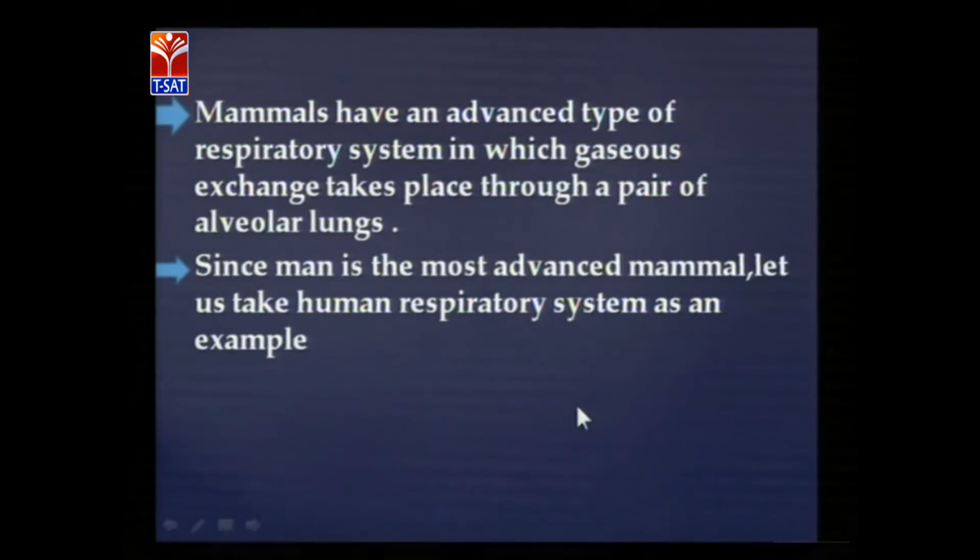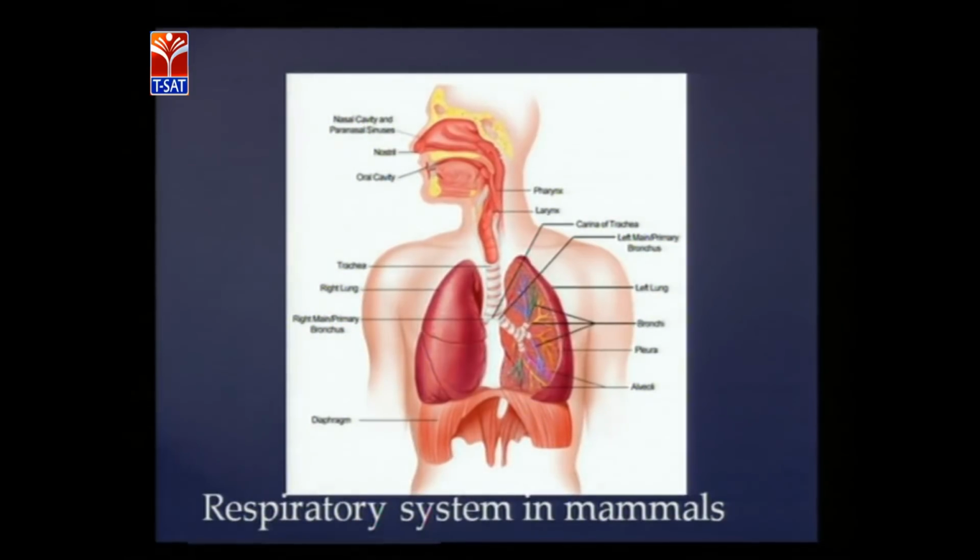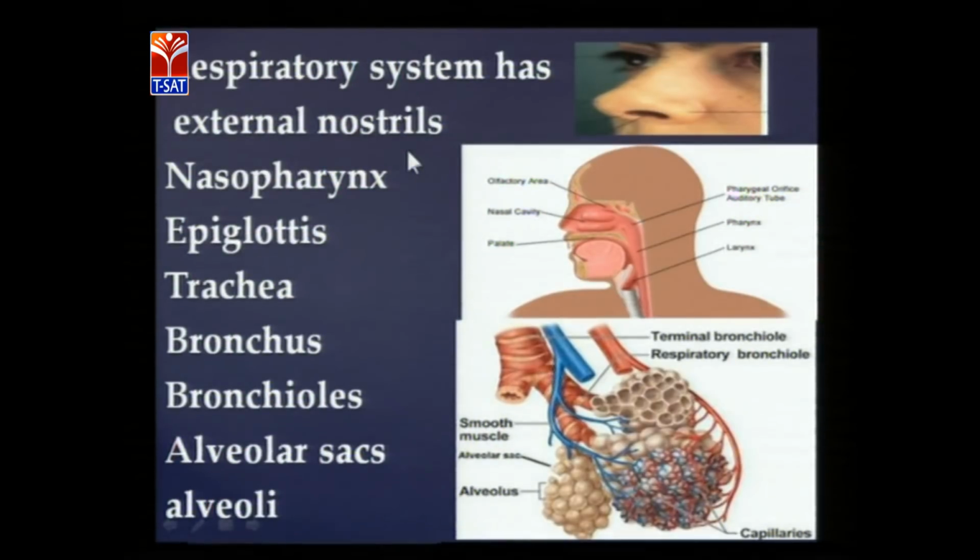Next, coming to the respiratory system of mammals. As mammals are higher grade organisms and they have a very well developed respiratory system, let us take the example of the mammalian respiratory system. This is the structure of the respiratory system in mammals. It starts with the external nostrils and ends with the alveoli. Now let us discuss in detail each and every respiratory organ of mammals.